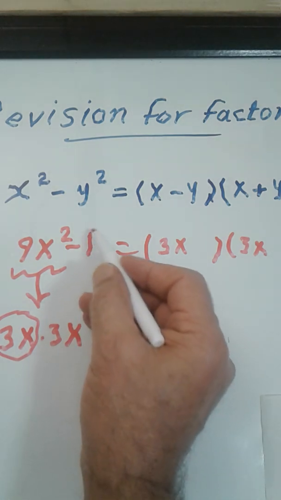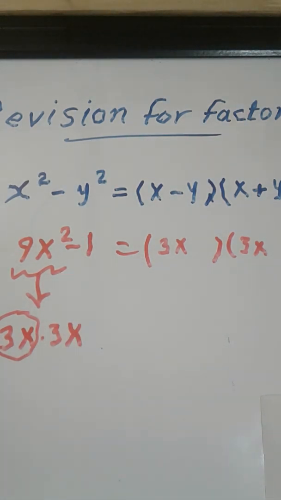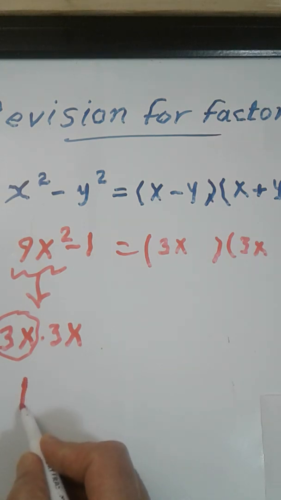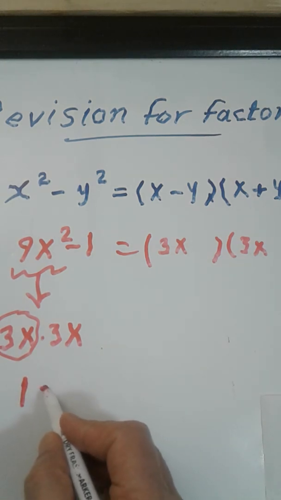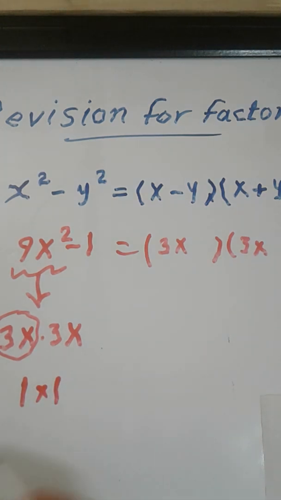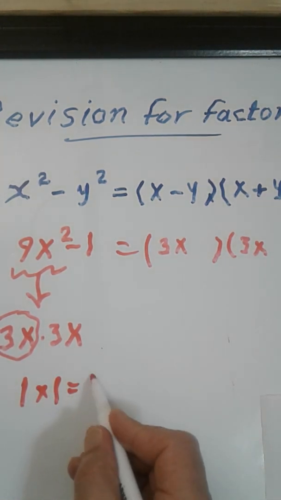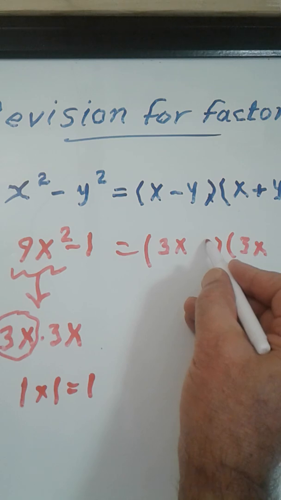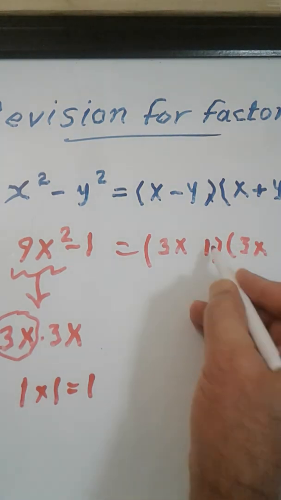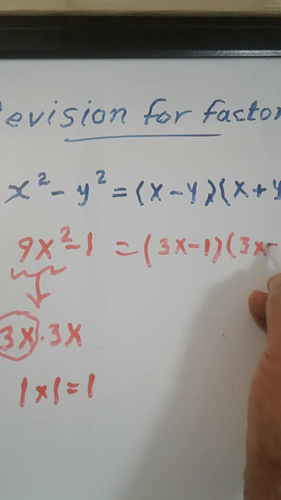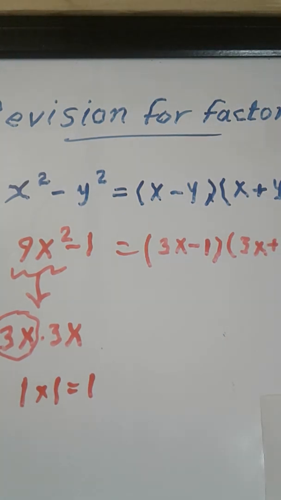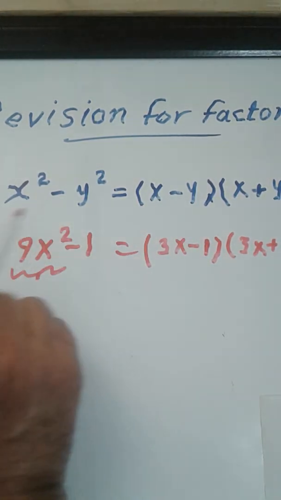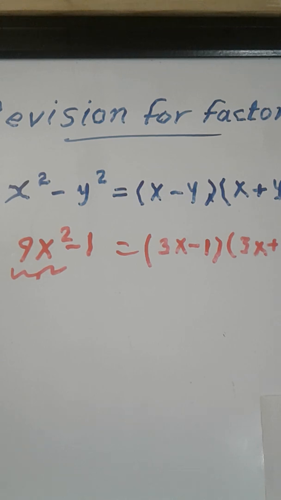Then we go to the other term, which is 1. It can be considered as 1 times 1, a square of 1, which is equal to 1. So the square root of 1 is 1. So we write here 1 and here 1, and minus and plus. And that's it. This is the factoring for the difference between two squares. Let me give another example.